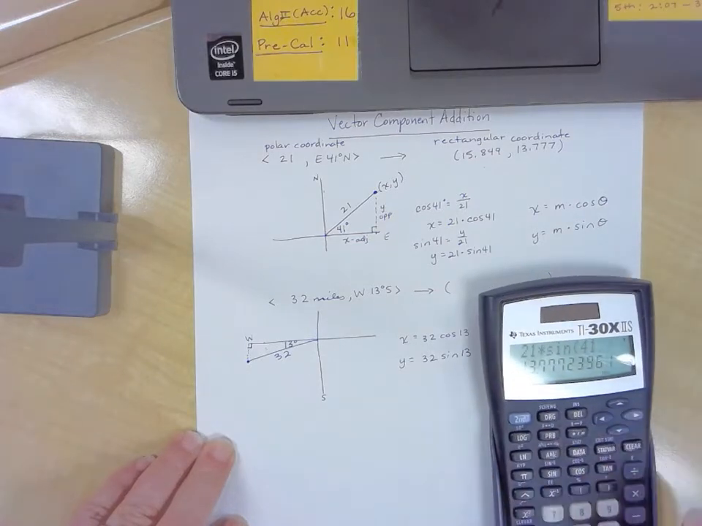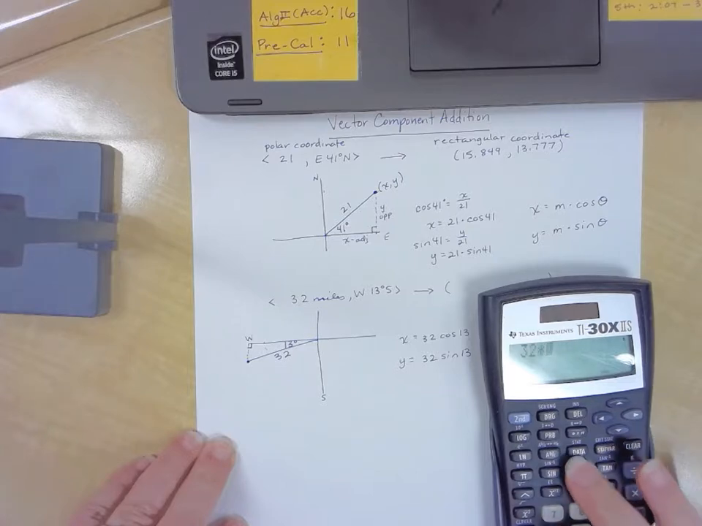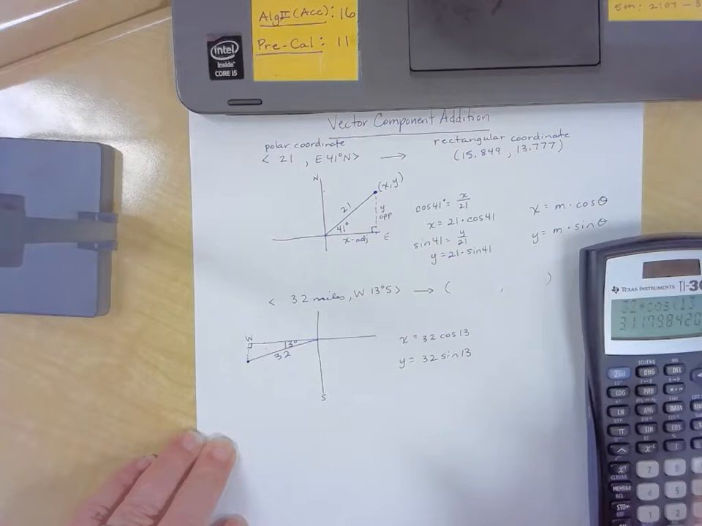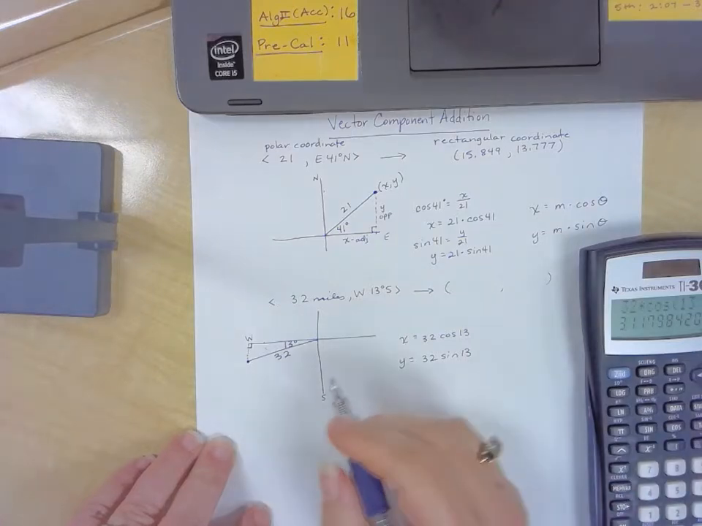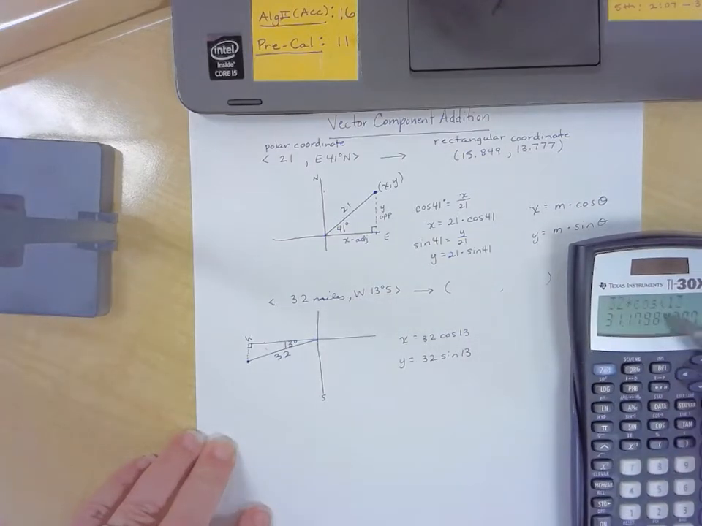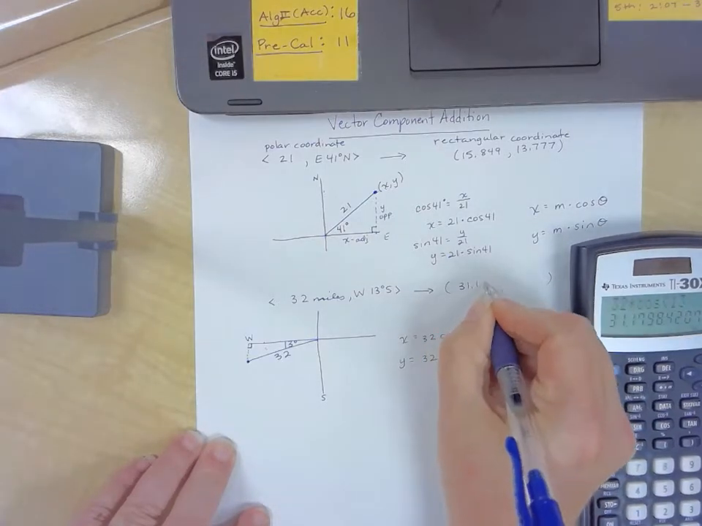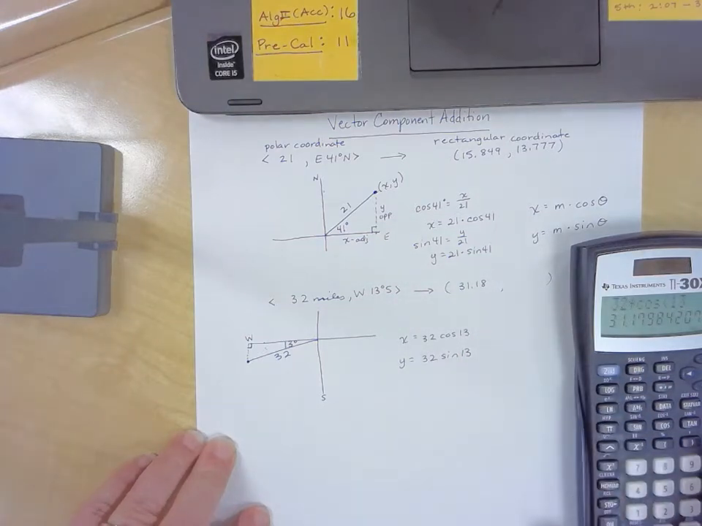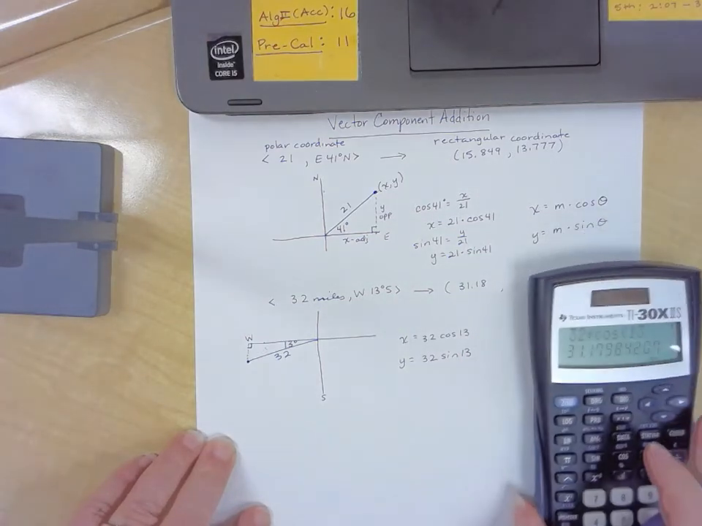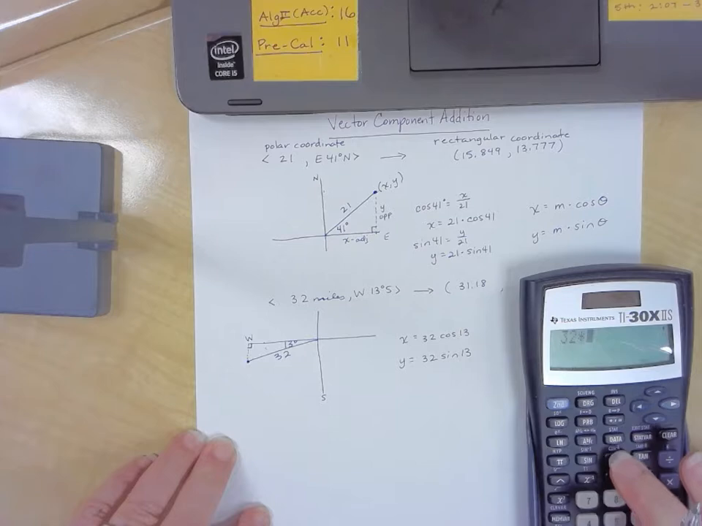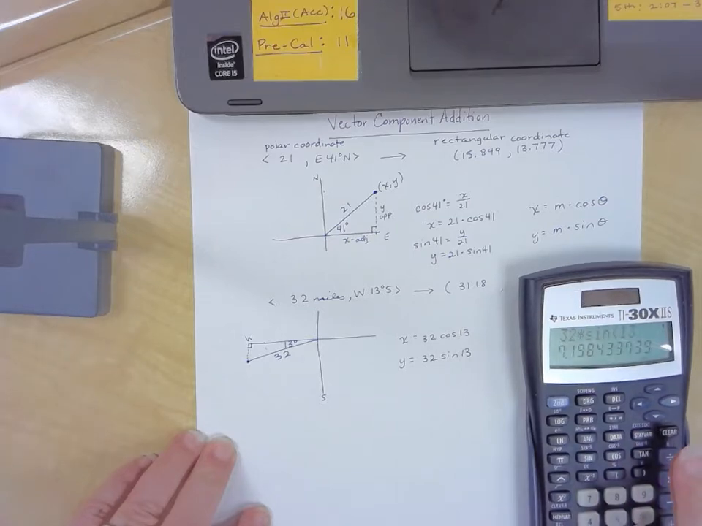So let's see what those come out to be. 32 times the cosine of 13 is 31.17. Well, now this one I'm going to have to take the 8 to the 9, but then the 9 would go up, so actually 31.18. And the y-coordinate would be 32 times the sine of 13, which is 7.198.